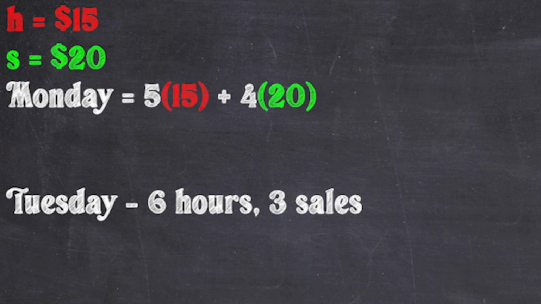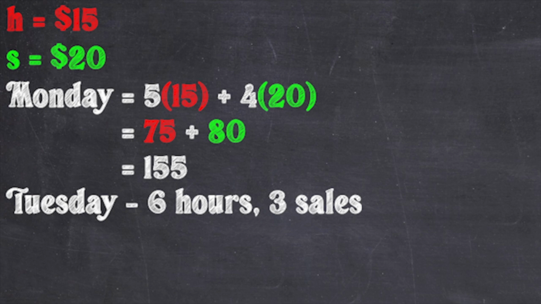The algebraic expression would now look like this: 5 times 15 plus 4 times 20. All we need to do now is evaluate this expression. 5 times 15 is 75, and 4 times 20 is 80. Hence, the total amount of money that Joe makes on Monday is 75 plus 80, which is $155. Good work converting all that information into a meaningful mathematical expression.